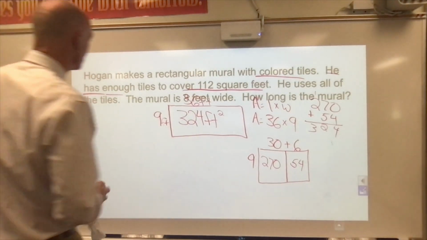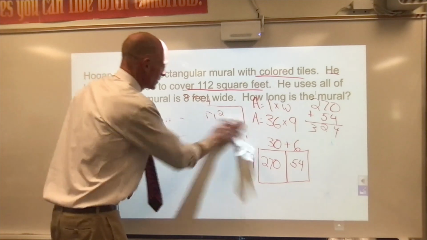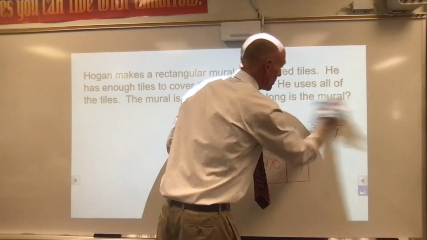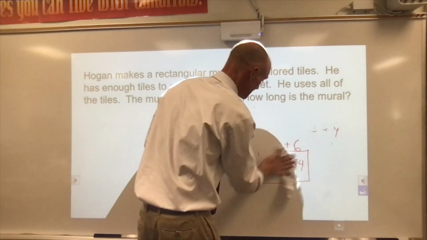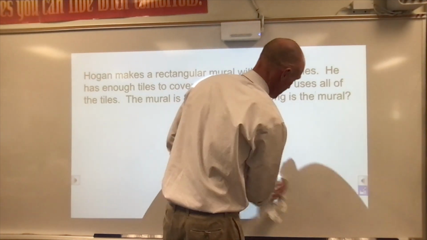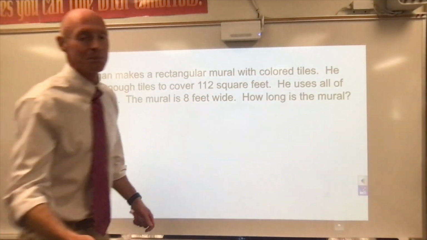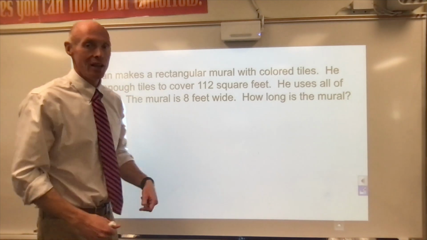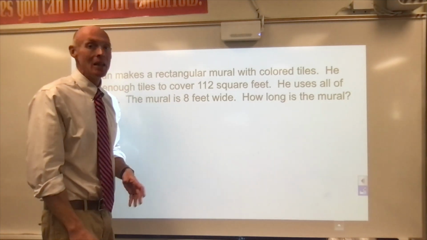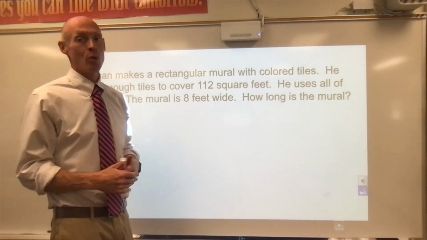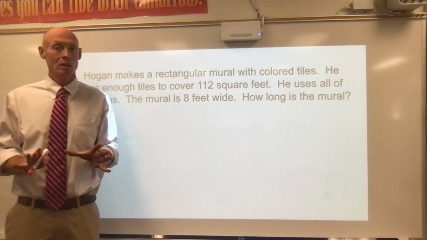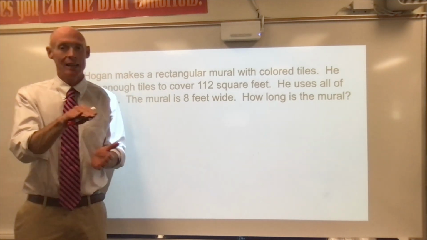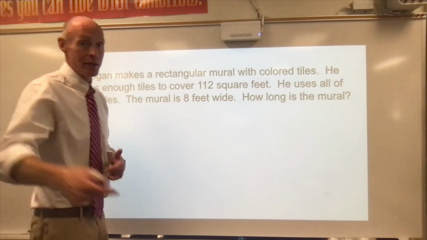Pardon me while I erase. Okay. Hogan makes a rectangular mural with colored tiles. He has enough tiles to cover 112 square feet. He uses all of the tiles. The mural is 8 feet wide. How long is the mural?